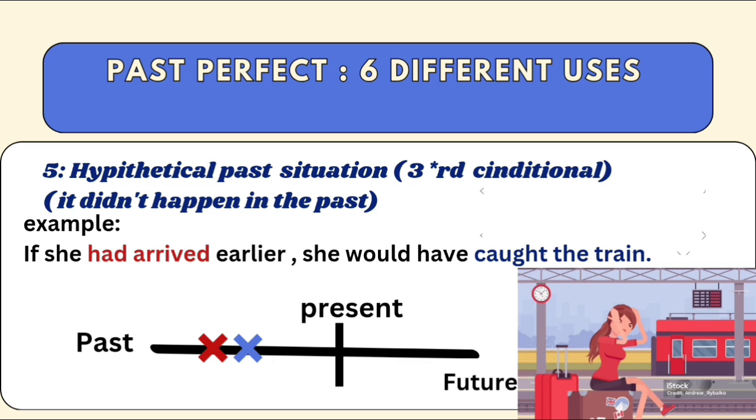If she had arrived earlier. So the arriving in the past, but it didn't take place. So if she had arrived, she would have caught the train. So arriving, first action, second action, catching the train. But it did not happen.